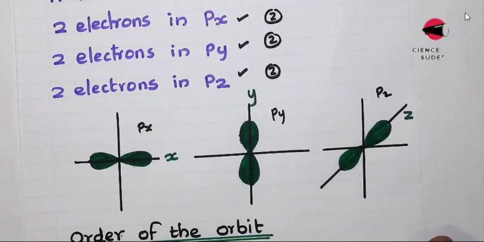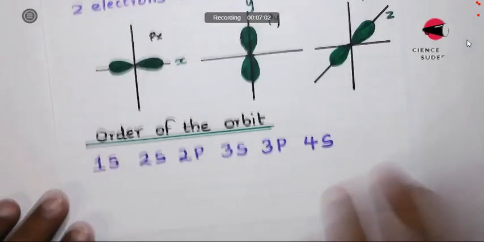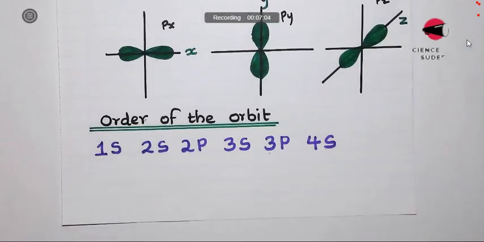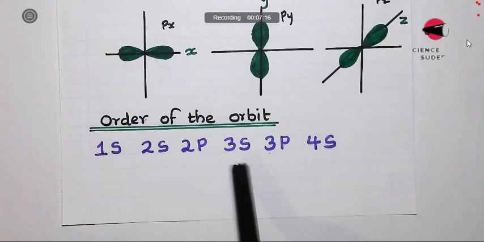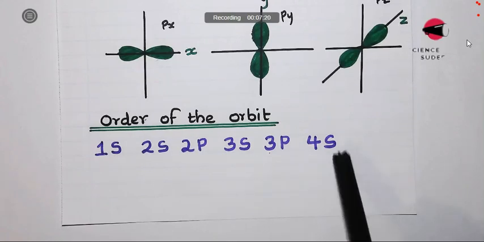And now let's have a look at the order of orbital. We have to learn about the order of orbital. This is the order of orbital around the atom. The first orbital is 1s orbital. The second one is 2s. The third one is 2p. And the fourth one is 3s. It goes like that. And I am trying to teach you until 4s orbital.